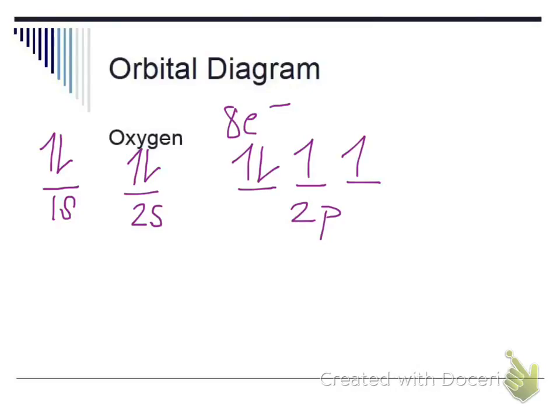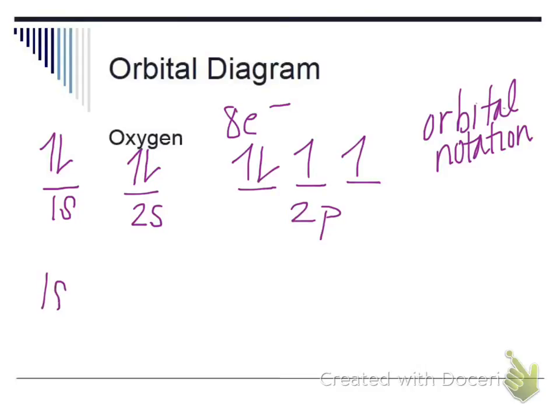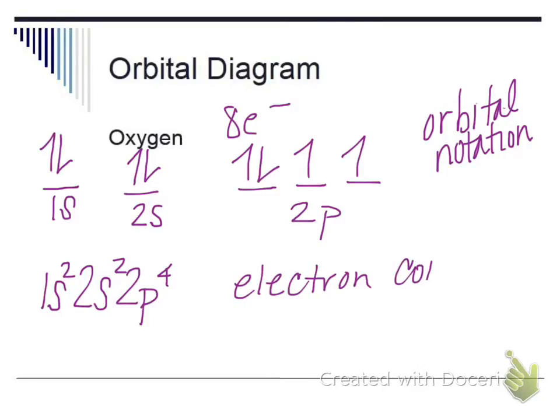So this is called its orbital diagram, orbital notation. If you see the word orbital, it means draw arrows. Sometimes they're called orbital diagrams, sometimes we say orbital notation. Now, the longhand notation, which means I don't have to draw the arrows, is this. In 1s, I have how many electrons? 2. In 2s, how many electrons do I have? 2. In 2p, how many electrons did I write? 4. This is its electron configuration.